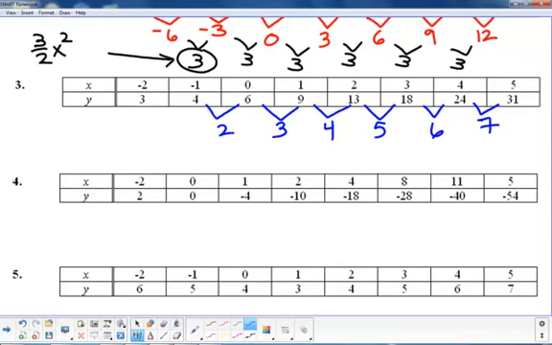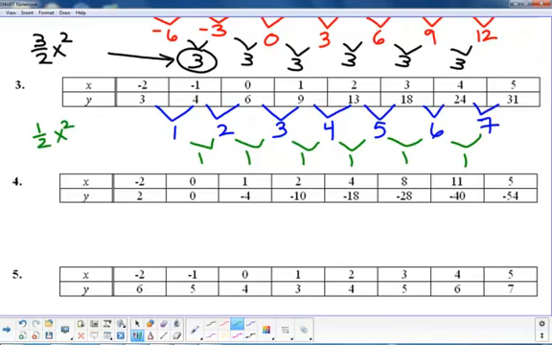6 minus 4 is 2. 4 minus 3 is 1. Therefore, our second difference is 1. This tells us that we have some sort of 1/2 x squared equation. There's more to it, but we know the coefficient of x squared.